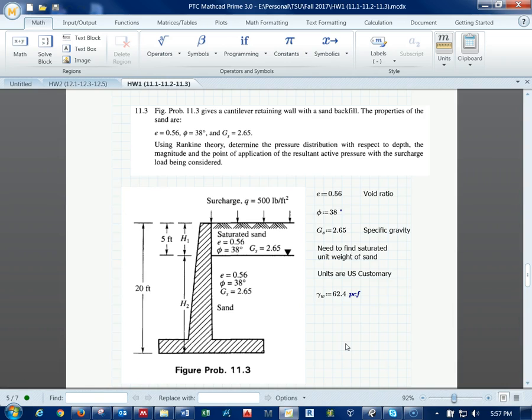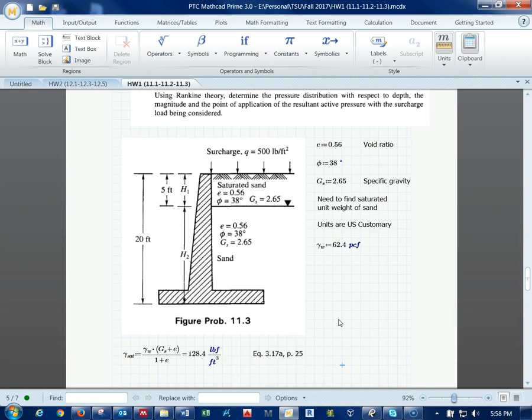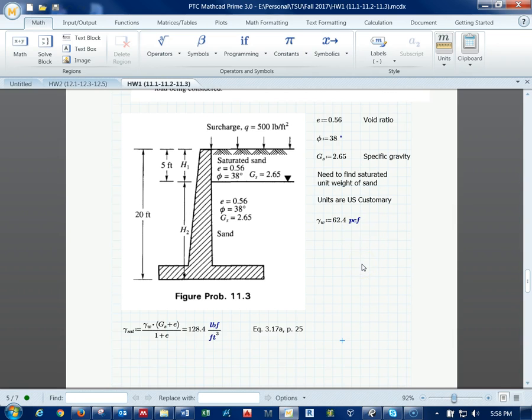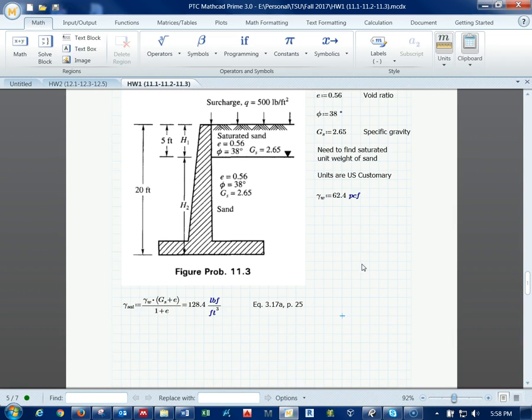They give us the void ratio, the coefficient of friction, the specific gravity of the soil solids, and they want you to determine the pressure distribution with depth, the total pressure, and the point of application. So we need to use some soil mechanics equations to come up with the saturated unit weight. Void ratio is 0.56. We use equation 317A on page 25 that relates the saturated unit weight to the void ratio and the specific gravity. We end up at 128.4.